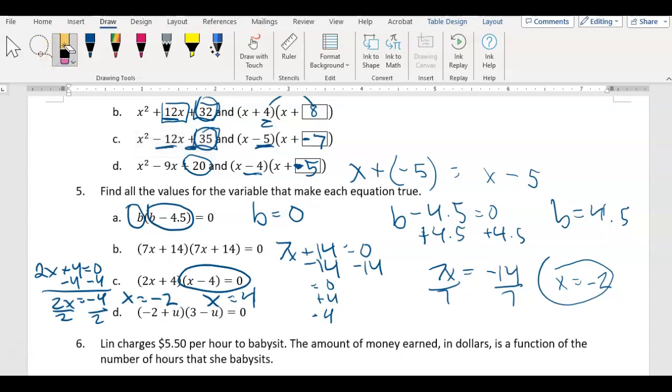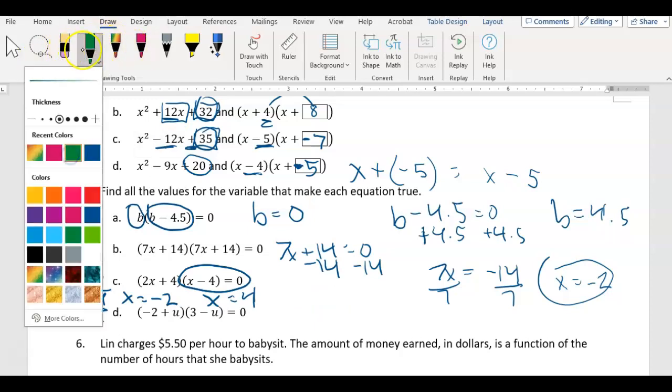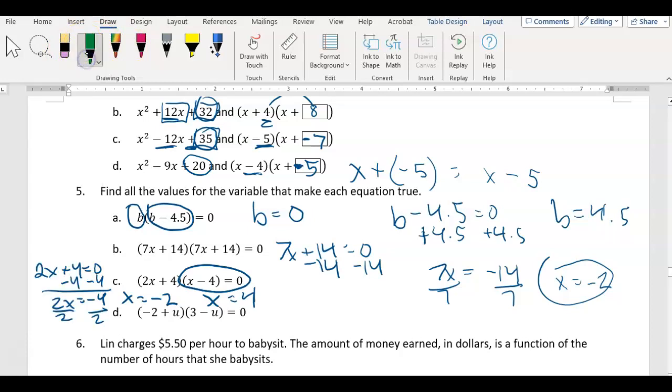Let's look at the last one. The last one has an interesting negative thing going on. Again, a demonstration of why it's good to show your work. Let me shift colors just a little bit here. So we have negative 2 plus u equals 0, setting the first factor, and then 3 minus u equals 0.